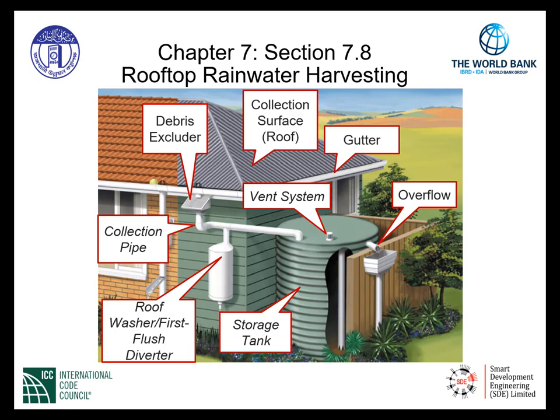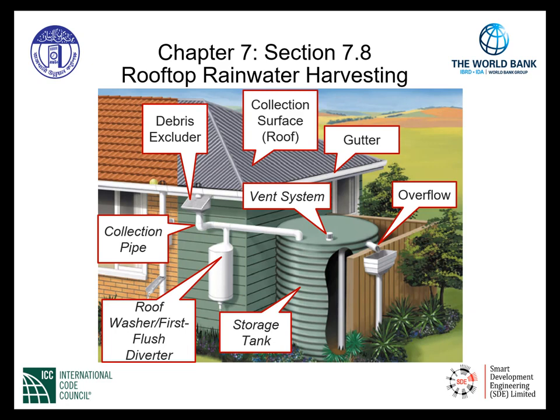The example here is of a rooftop rainwater harvesting system, starting with rainwater falling onto the roof or collection surface. From there, it will flow to the gutters, which will carry it to the main collection pipe. A debris excluder is useful at the transition from the gutter to the collection pipe and is used to filter out larger debris like sticks, leaves, and larger sediment.